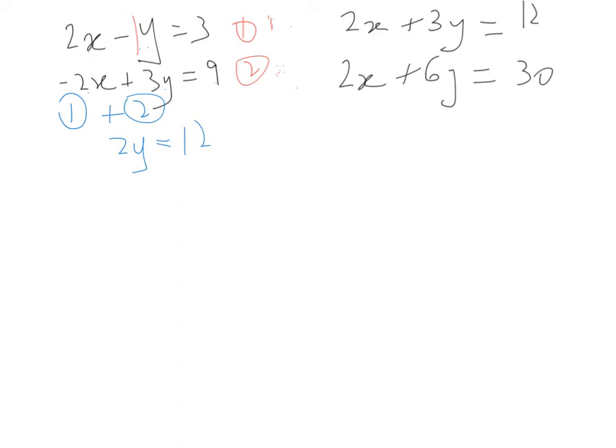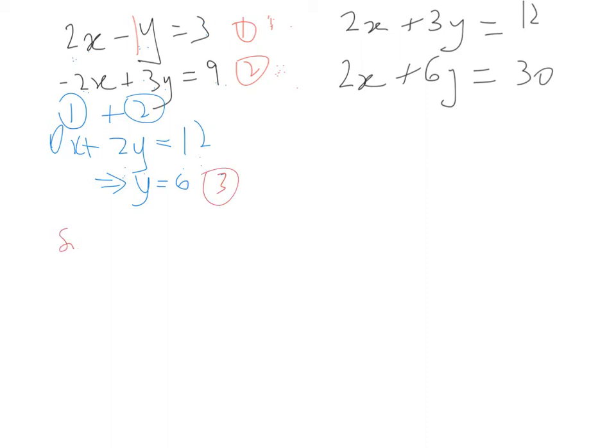So just to go through that again, 2 plus -2 gives us 0. So we've got 0x plus, and -y plus 3y gives us 2y, and that equals 12, because 3 plus 9 equals 12. So now from there we've got 2y equals 12. 2 times a number equals 12. What is that number? That number has got to be 6. And we label that as equation number 3.